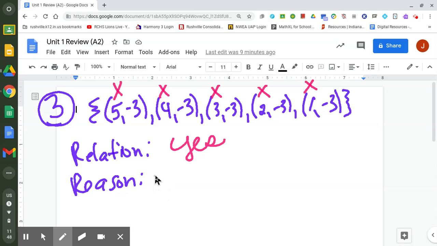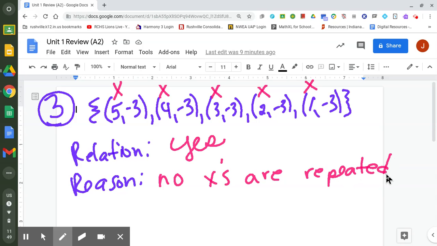And so the reason can be that no x's are repeated, because all of those x's are different and they match up. Even if they match up with the same number, they are all different from each other.